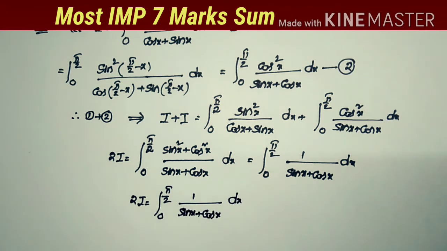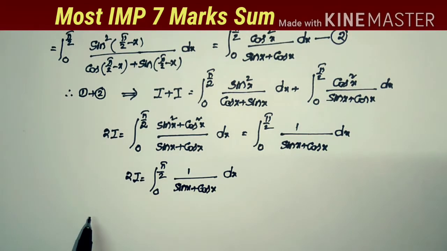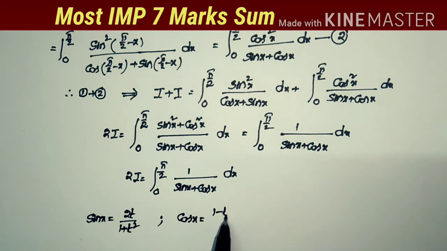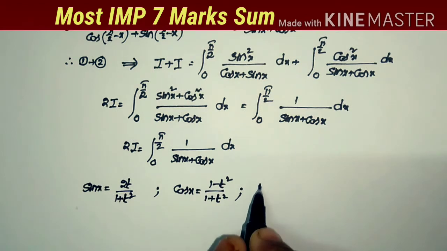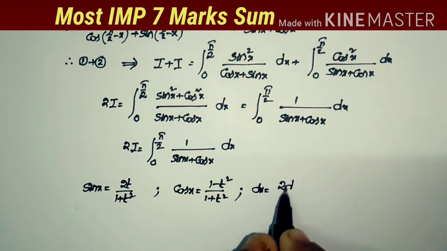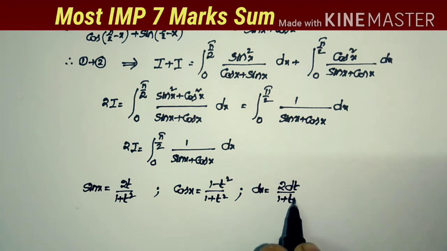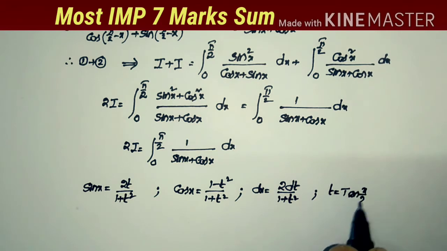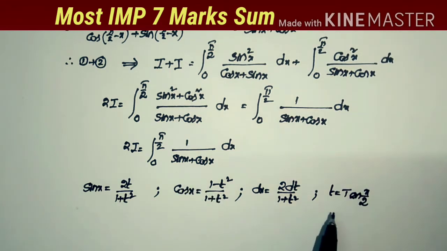Now to solve this problem, we substitute the values: sin x is equal to 2t by (1 plus t square), and cos x is equal to (1 minus t square) by (1 plus t square), and dx is equal to 2 dt by (1 plus t square). And the value of t is equal to tan x by 2, but we don't substitute t equal to tan x by 2 in this problem, and we use this term to change the limits of the problem.